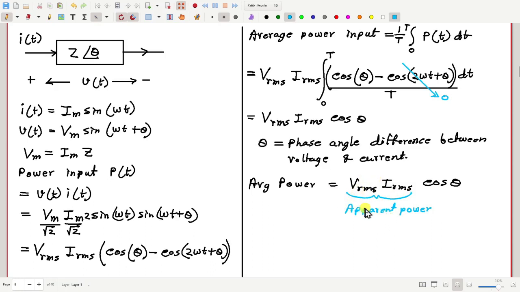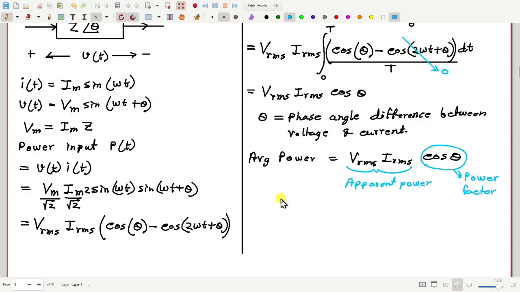If it were a resistive circuit, a DC circuit maybe, then the power would have been just the product of voltage and current. But here in this AC circuit, we have one extra term, cos theta. This is called the power factor. The product of these two, apparent power and power factor, gives you the actual average power being consumed.